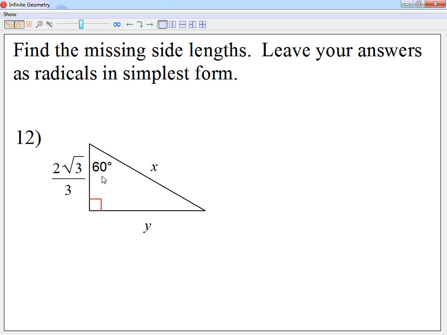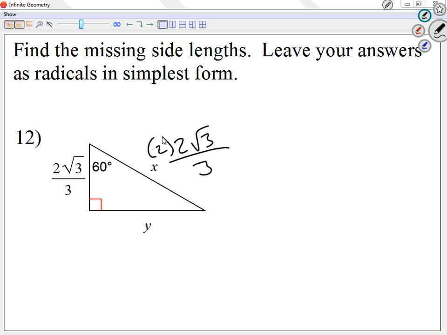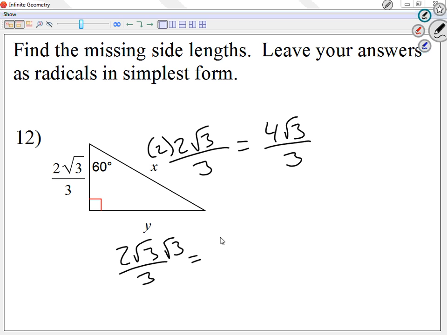Right, so it's a 30, 60, 90. Let me get the hypotenuse first. So I'm going to start with 2 radical 3 over 3 to begin with. I have to multiply by 2, so let me put a 2 on top. So I'm going to finish with 4 radical 3 over 3. That's for the hypotenuse. Now for y, let me start with 2 radical 3 over 3 to begin with. And then in this case, I have to multiply by radical 3. So that looks like 6 over 3, which is better known as 2.